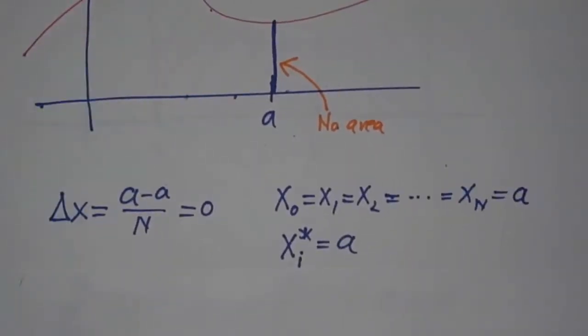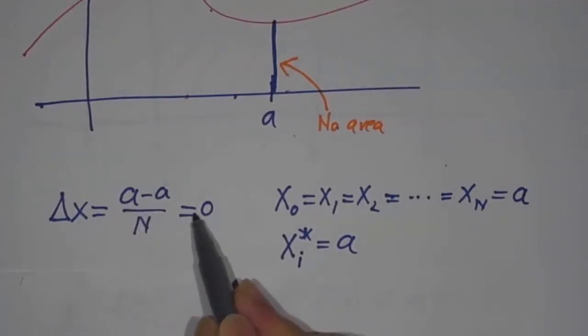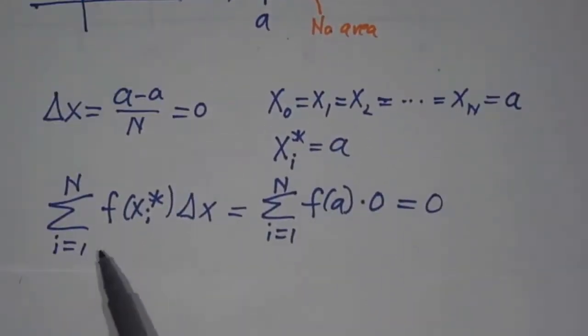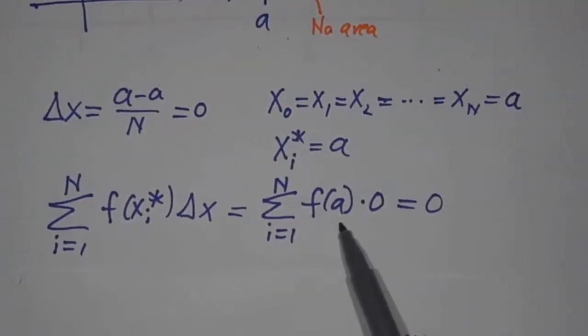Or if you do it from the definition, delta x is a minus a over n, well that's 0. And all of your xi's are a, and your xi stars are a, and your Riemann sum is f of a times 0, added up a whole bunch of times. Well, 0 plus 0 plus 0 plus 0 plus 0 is still 0.